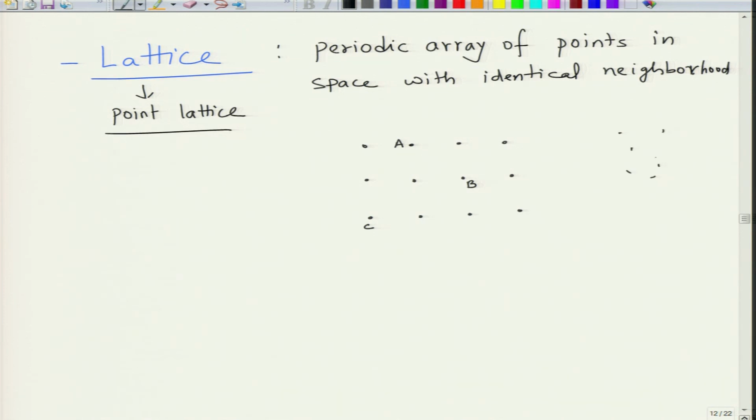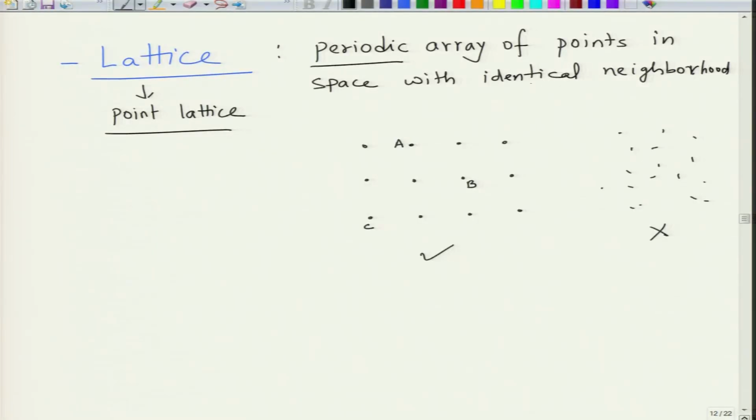You can have this kind of arrangement also, but this will not be a lattice because each point does not have identical neighborhood. So, this is a lattice, this is not a lattice. This is the first concept, that a point lattice has a regular, periodic arrangement of points in space with identical neighborhood. This is what a point lattice is.